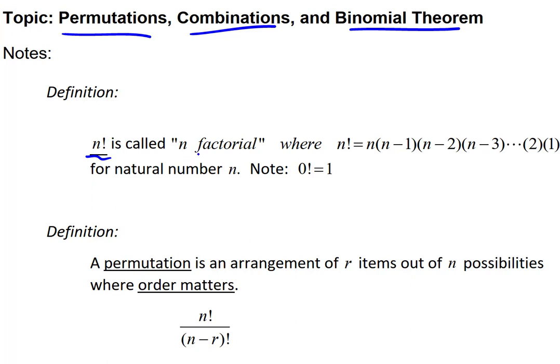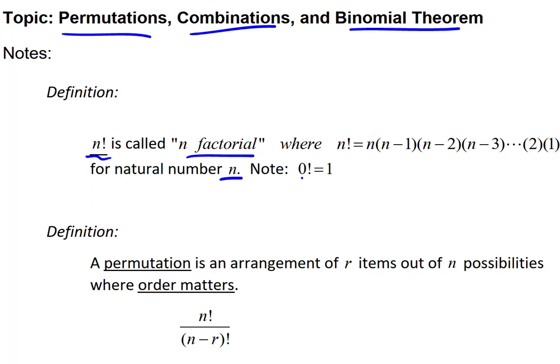is called n factorial, where n factorial, this notation, stands for or means n times n minus 1 times n minus 2 times n minus 3 and so on, all the way down until you decrease these factors and eventually end up with 2 times 1, and it stops there for any natural number n.